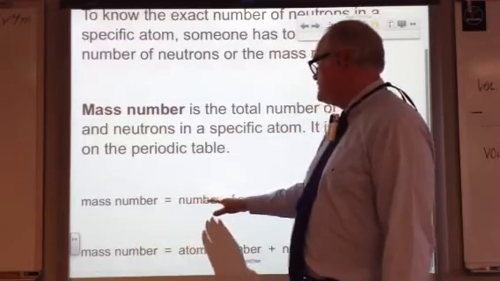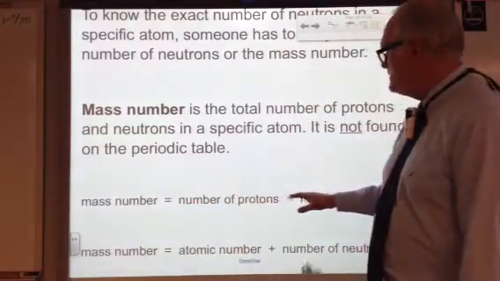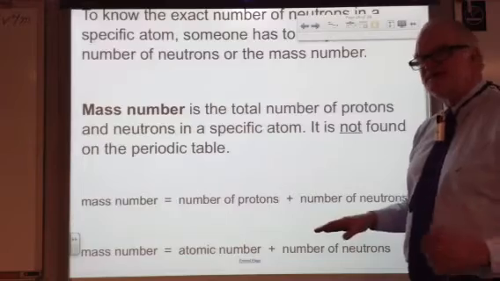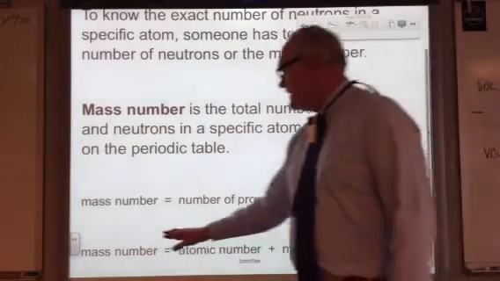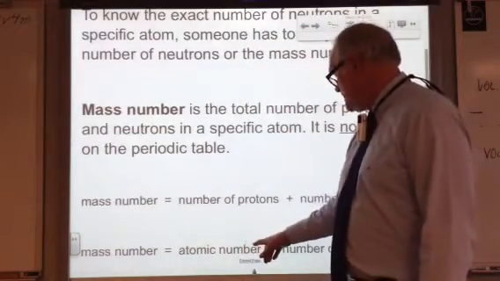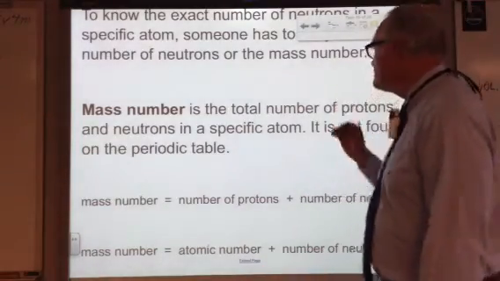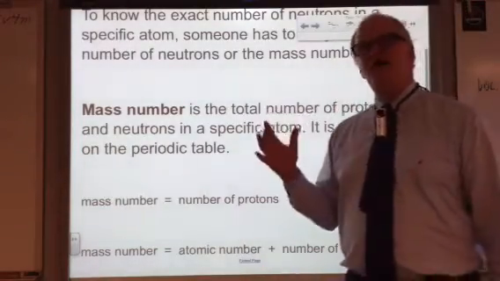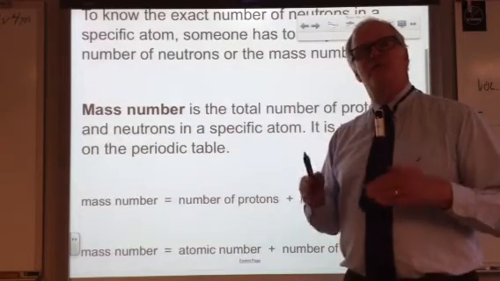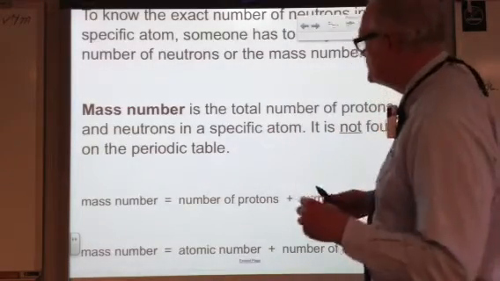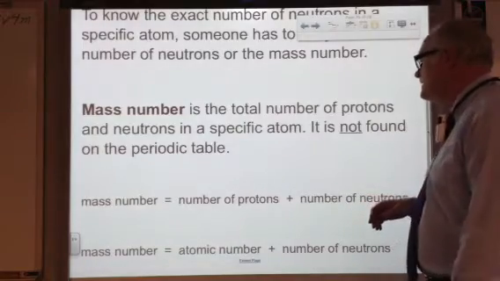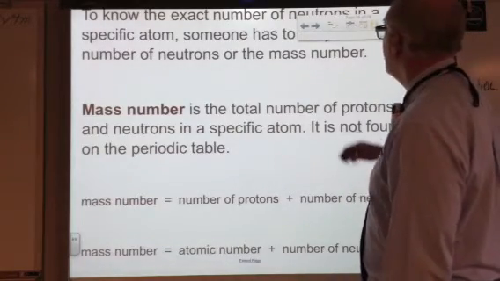These little equations at the bottom will help us summarize the idea of mass number. Mass number equals the number of protons in an atom plus the number of neutrons in that same atom. The mass number equals the atomic number plus the number of neutrons in that atom. Okay? So we can use the mass number. If we have a mass number for an atom, we can use it to figure out the number of neutrons in that atom.